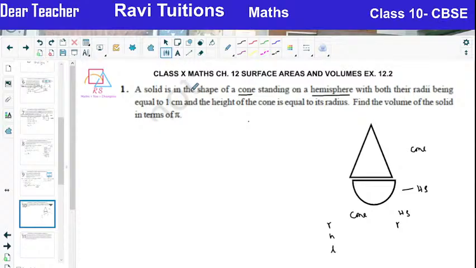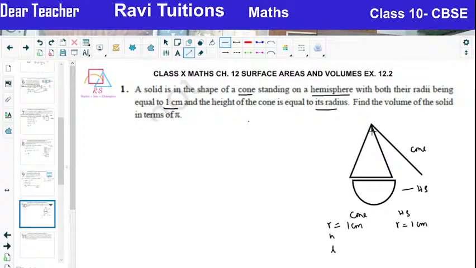So now let us continue. Both radii are the same. So both radii are equal to 1 centimeter. This is 1 centimeter and the radius of the hemisphere is also 1 centimeter. And the height of the cone is equal to the radius of the cone. Here I did not write it properly. This height is equal to the hemisphere height. Actually, my diagram is not proper.